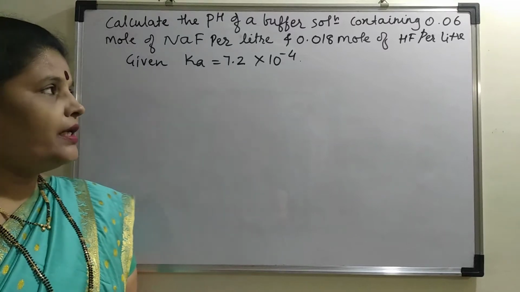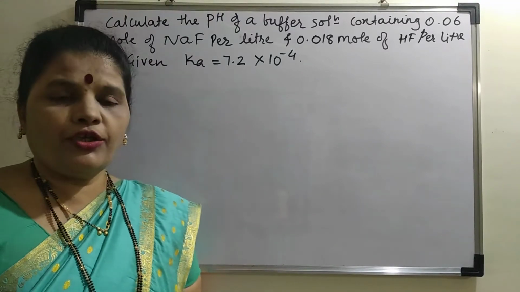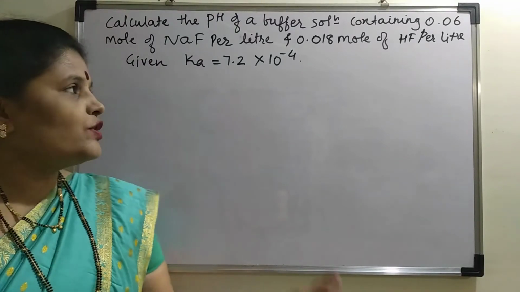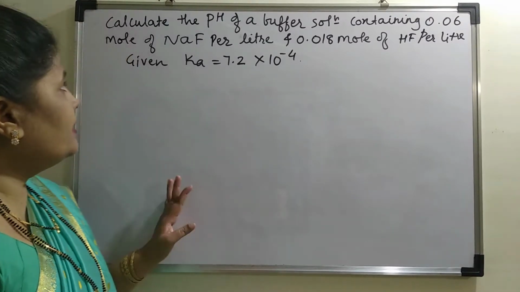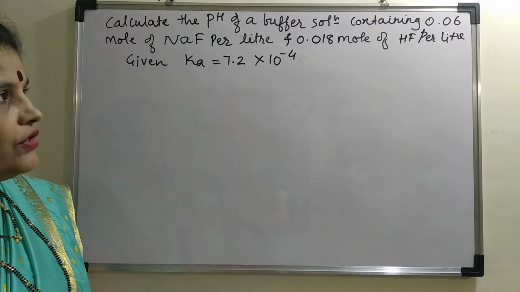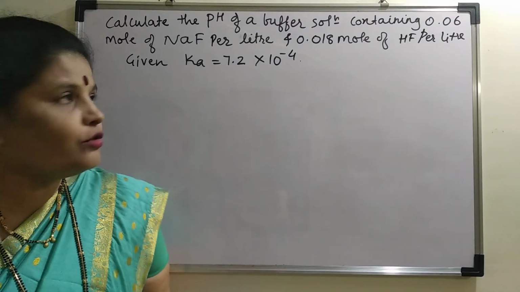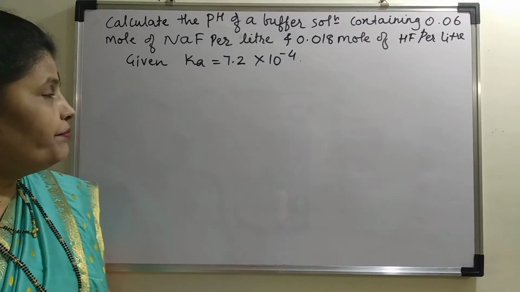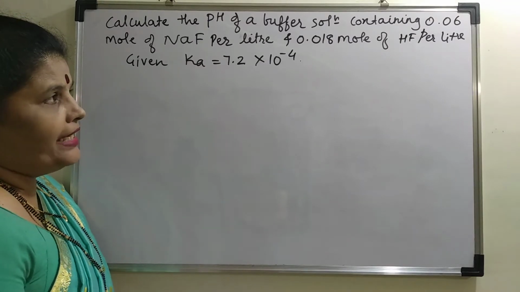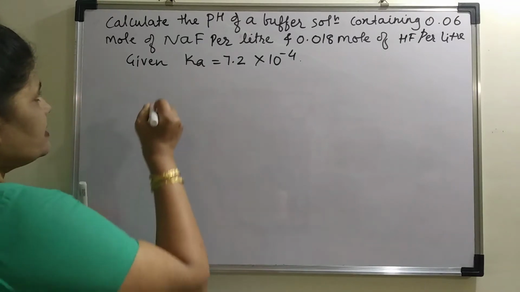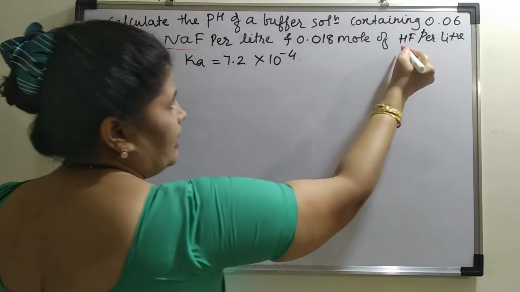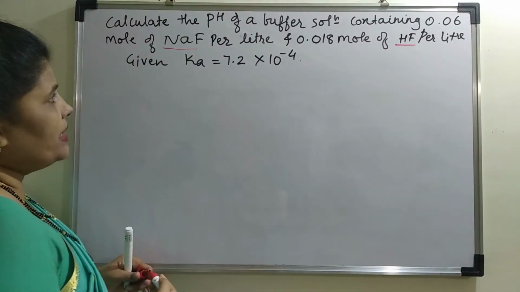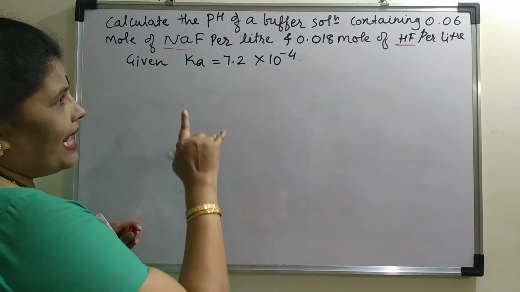After seeing the equations through Hasselbalch equations, now we will solve some of the problems based on buffer solutions. So let us see this problem. Calculate the pH of a buffer solution containing 0.06 mole of NaF per liter and 0.018 mole of HF. Now let us understand which type of buffer this is. So I will just underline those two. If you see this, it must be an acidic buffer.